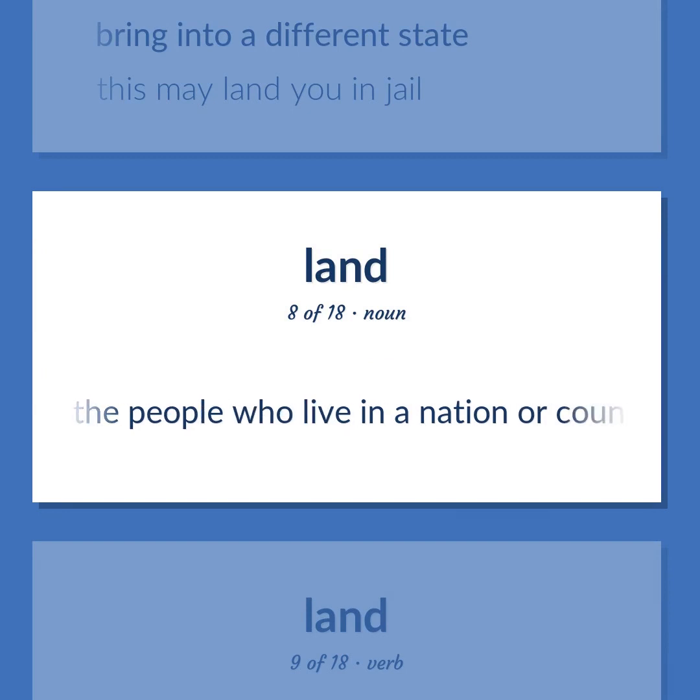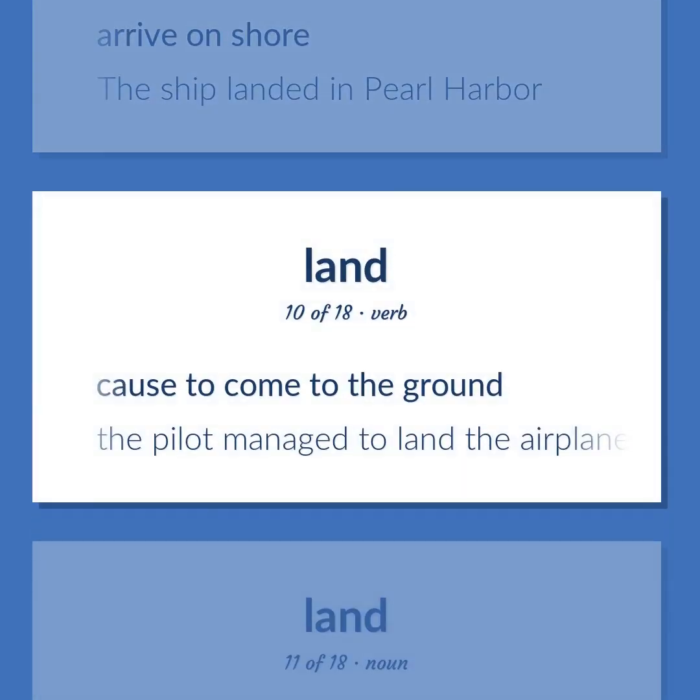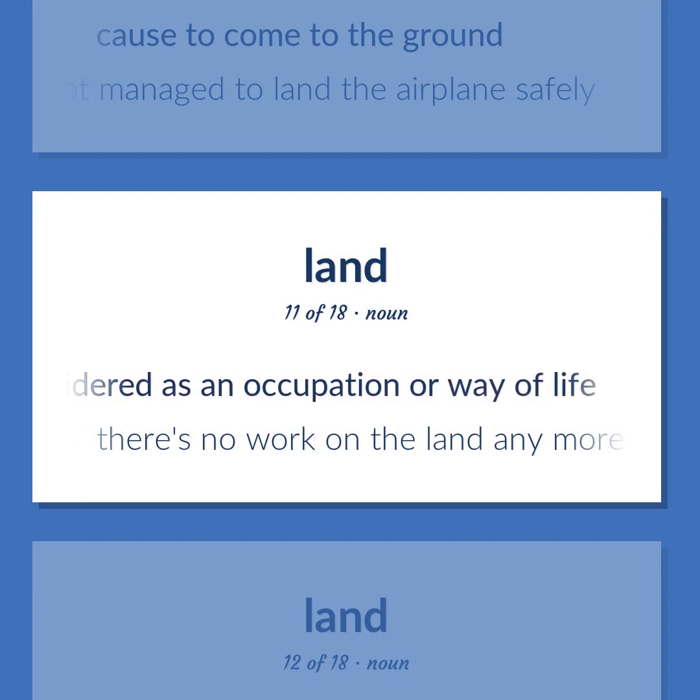The people who live in a nation or country. Arrive on shore. The ship landed in Pearl Harbor. Cause to come to the ground. The pilot managed to land the airplane safely. Agriculture considered as an occupation or way of life. There's no work on the land anymore.